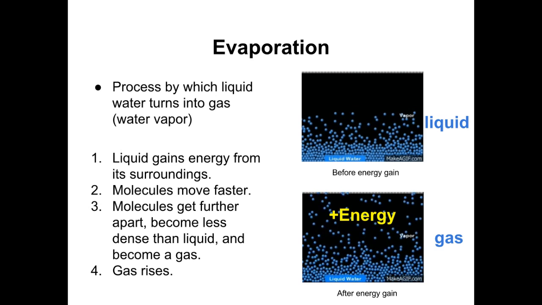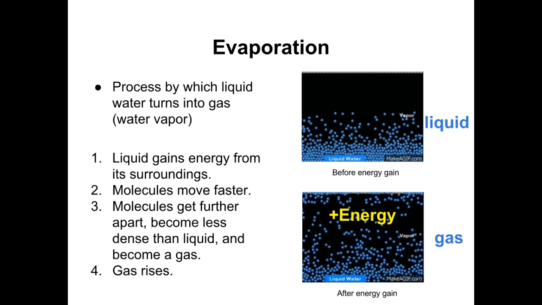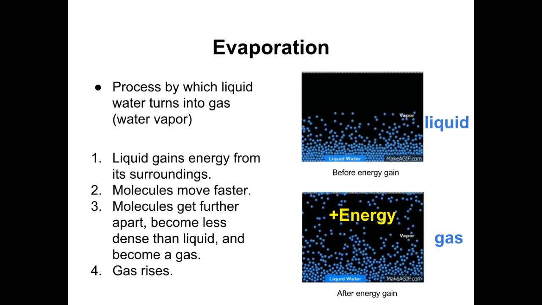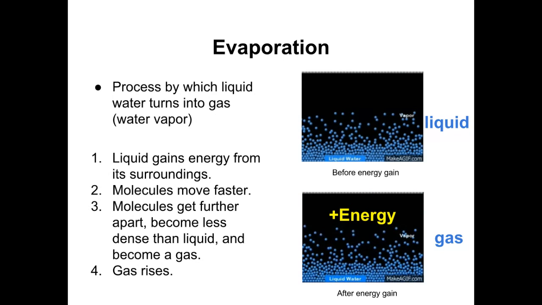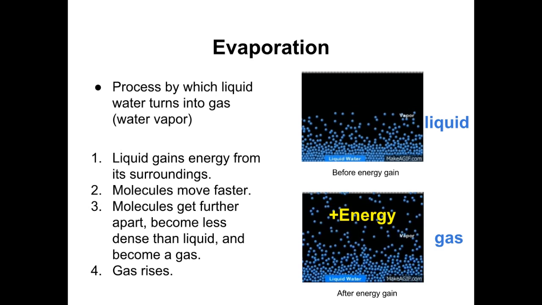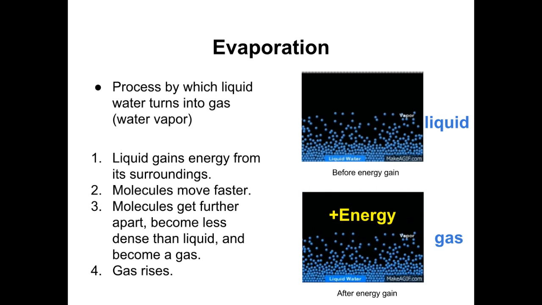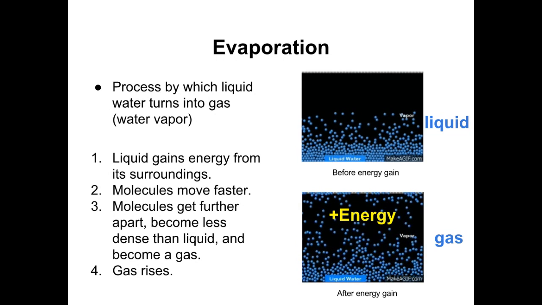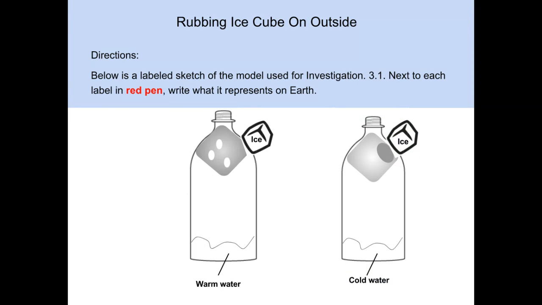Evaporation is the process by which liquid turns into gas or water vapor. The steps work like this. Liquids gain energy from its surroundings, and then the molecules move faster and faster and get further apart. And they become less dense, so they become a gas, and that gas rises, as you can see on the right. So now on to step 2 of the lab, we rubbed ice cubes on the top of the containers.